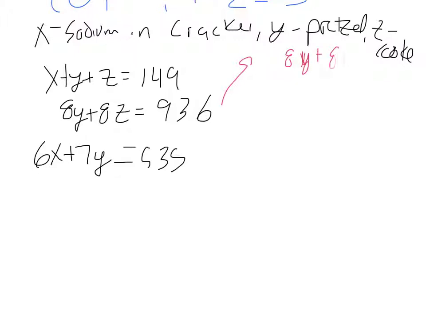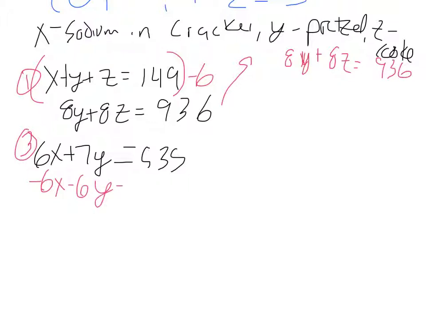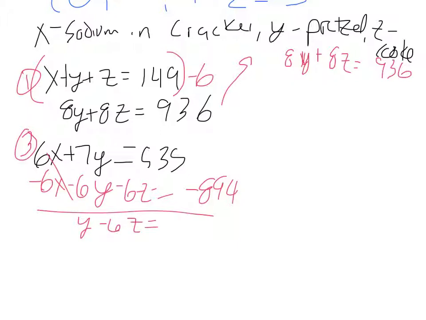8y plus 8z equals 936, because that has y's and z's, meaning that I'll use this first equation and the third equation to get rid of the x's. So if I multiply this by negative 6, we have negative 6x minus 6y minus 6z equals, and now 149 times 6 is going to give us negative 894. So let's add these up. X's go away. We have y minus 6z equals negative 359. So we'll put this up here too.